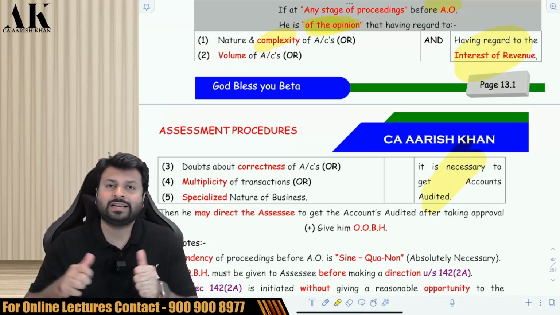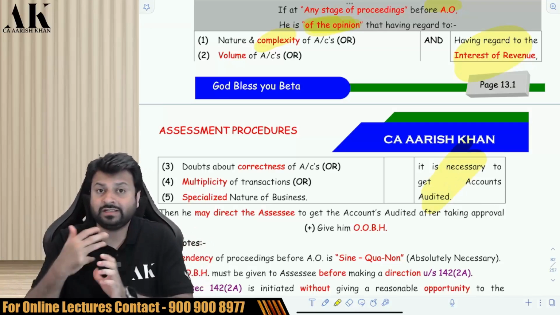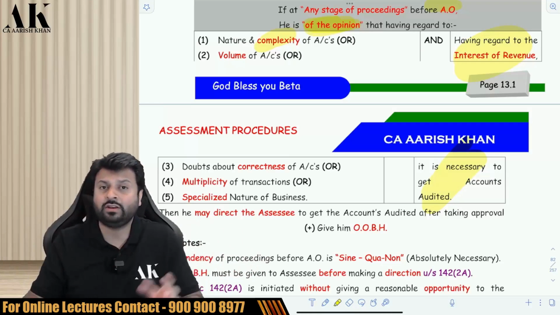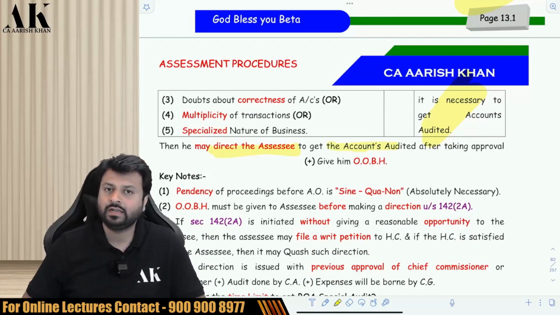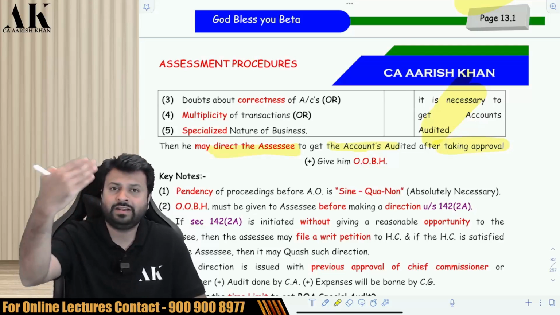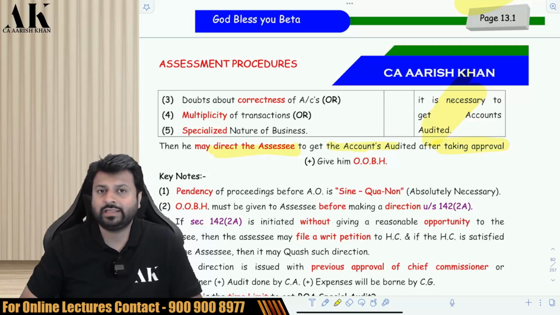So, if he feels that the books of accounts are complex, etc., and that it is in the interest of the revenue to get the accounts audited, he will direct the assessee to get the accounts audited with the prior approval of the commissioner. He will also take an approval from the commissioner, and then he will direct the assessee to get the accounts audited.